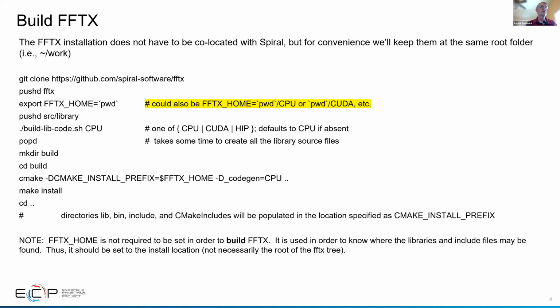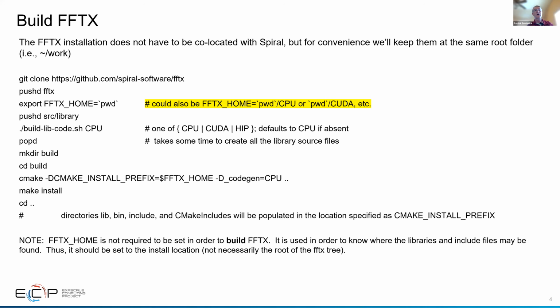You can see that I go to the source library directory, and from there I'm running a build libcode shell script. This shell script is the one that's actually marshaling Spiral, the code generator, in order to kick off Spiral and create the source files that are going to get compiled. This shell script takes an argument, and the argument is one of CPU for building code for a CPU, or either CUDA or HIP if I'm going to also build code for a GPU, CUDA or HIP GPU.